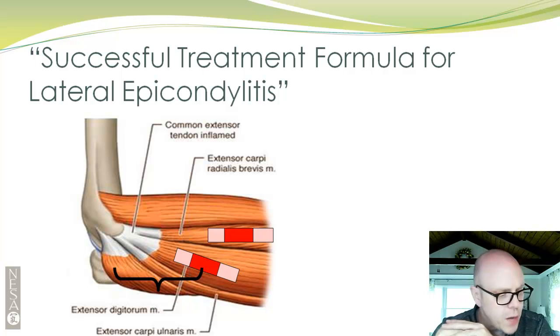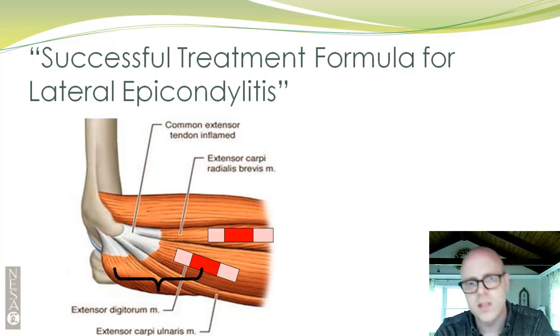I have a little box here talking about the successful treatment formula for lateral condylitis. This is something that you'll see a lot of, and this is a treatment approach that I tend to use that works more times than not. If it's not working, there's some exacerbating factor involved, and typically that exacerbating factor is a cervical problem or some other type of referred pain.